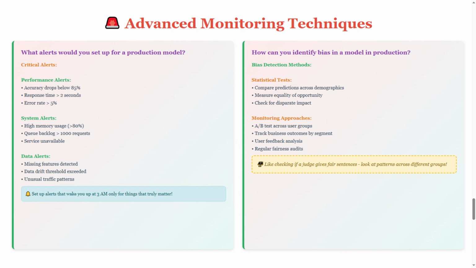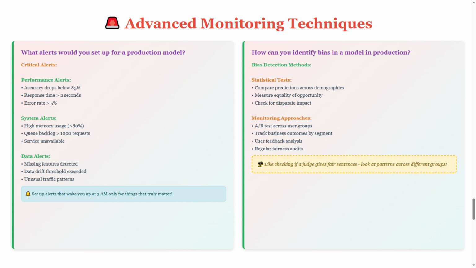First question, what alerts would you set up for a production model? Critical alerts fall into 3 categories. Performance alerts include accuracy drops below 85%, response time greater than 2 seconds, and error rate greater than 5%. System alerts cover high memory usage greater than 80%, queue backlog greater than 1,000 requests, and service unavailable. Data alerts include missing features detected, data drift threshold exceeded, and unusual traffic patterns.